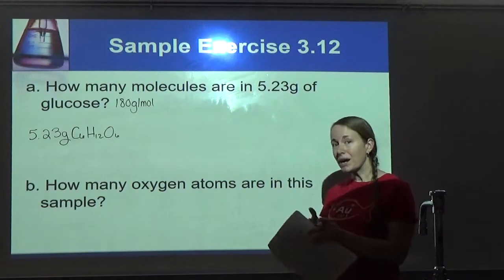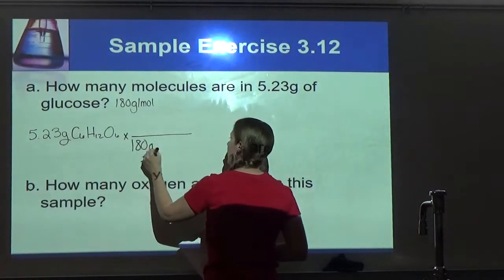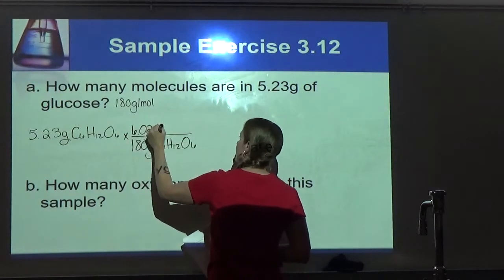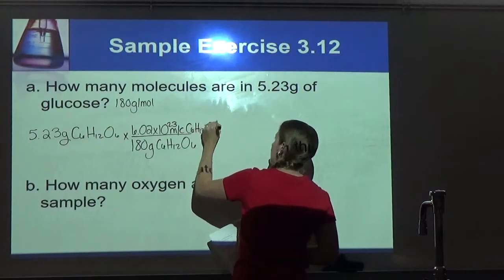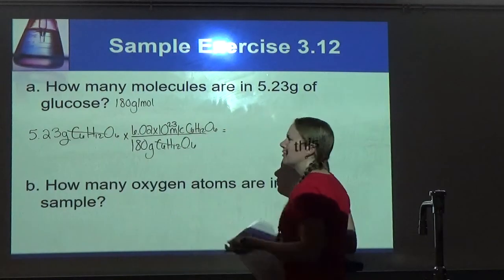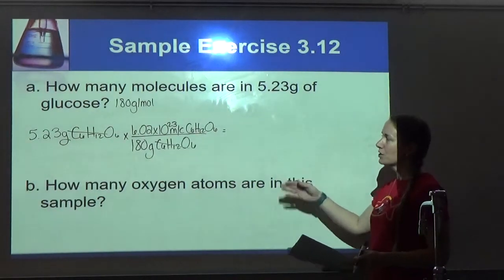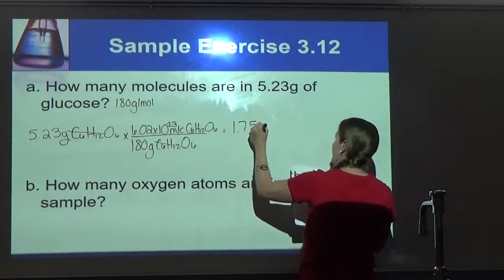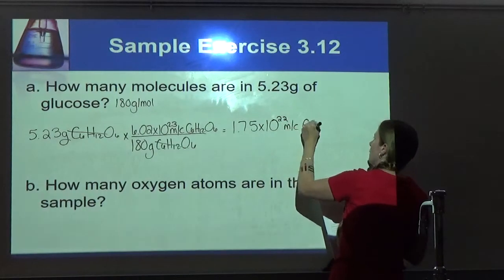So you can actually combine those conversion factors and say, okay, well, 180 grams equals 6.02 times 10 to the 23 molecules. And then you can just do it in 1 step. However, I'll show you if you're like, what the heck, I would have done it in 2 steps. I'll show you right underneath. So once I multiplied and divided, I got 1.75 times 10 to the 22 molecules of glucose.